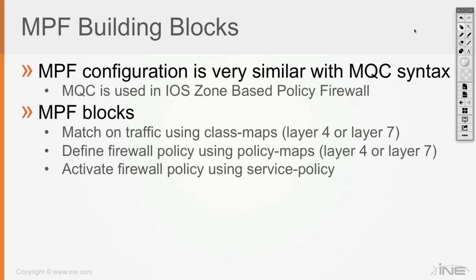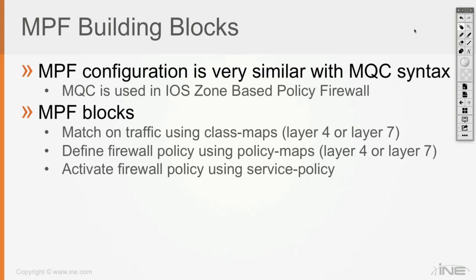So the building blocks of the MPF, like in MQC, are: you have to match on the traffic by using class maps. You can use a layer 4 class map or a layer 7 class map, meaning that if you want to do DPI, you're going to use a layer 7 class map. For all other functions of MPF, you're going to use a layer 4 class map, which means you can match on the traffic using an access list, or using a TCP or UDP port number, or using any kind of layer 3 or layer 4 information from the headers, for example the QoS marking.